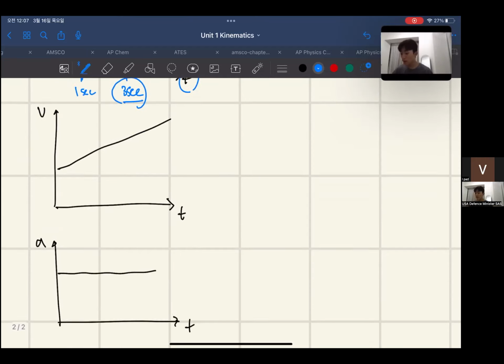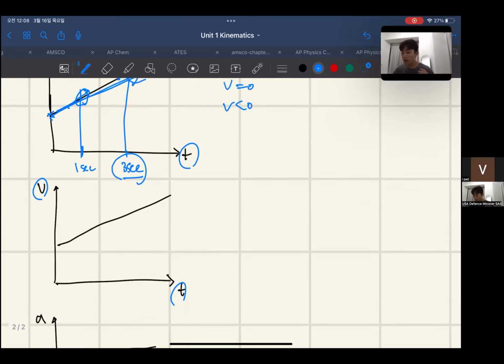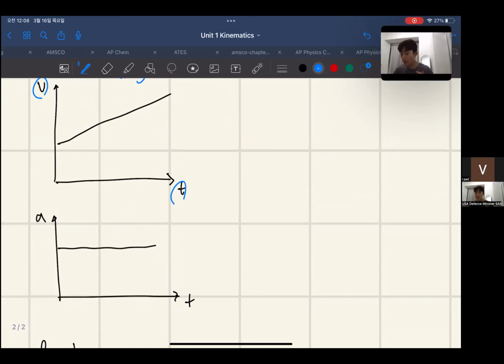Now, let's look at the graph below. This time, it's not a position-time graph, but a velocity-time graph. What's interesting is, unlike the graph above, over here, velocity is increasing.